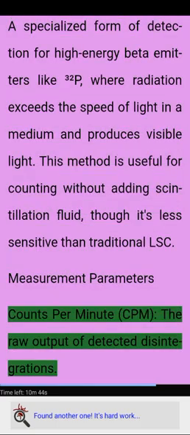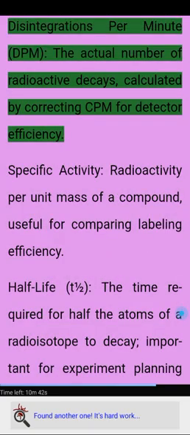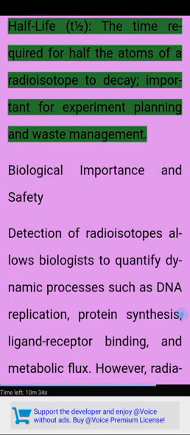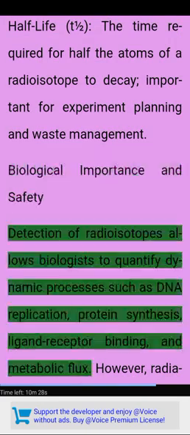Measurement parameters. Counts per minute (CPM), the raw output of detected disintegrations. Disintegrations per minute (DPM), the actual number of radioactive decays, calculated by correcting CPM for detector efficiency. Specific activity, radioactivity per unit mass of a compound, useful for comparing labeling efficiency. Half-life (T1/2), the time required for half the atoms of a radioisotope to decay, important for experiment planning and waste management.